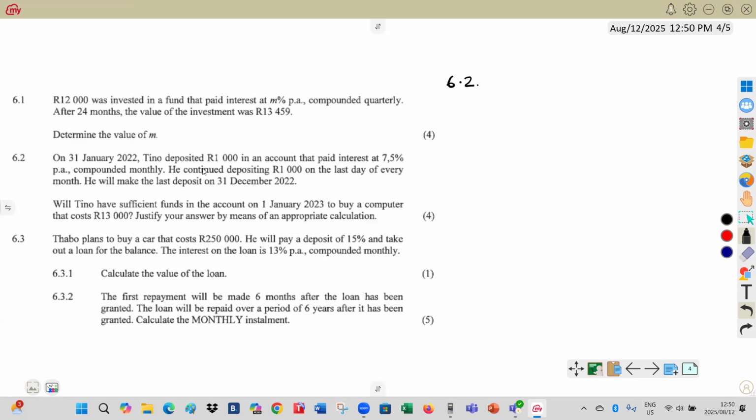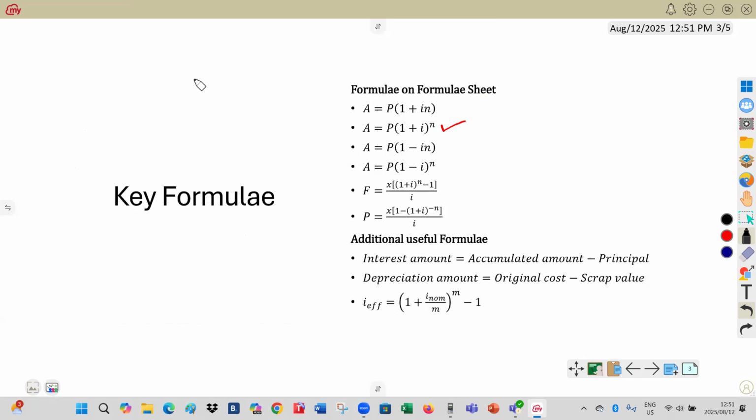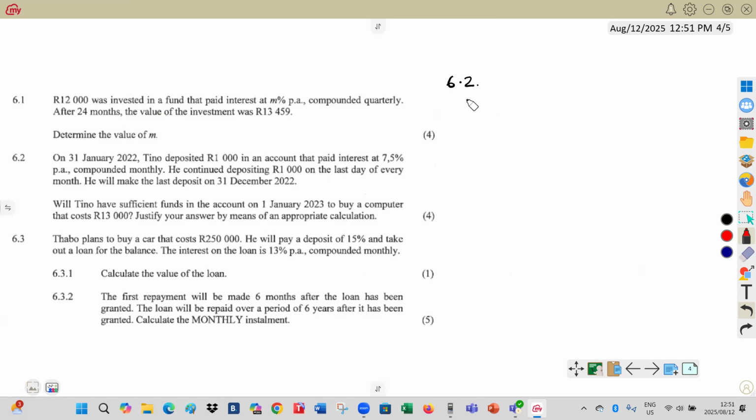So if we check here, it means Tino will be putting 1,000 periodically, meaning to say it's an annuity here. So you are going to use the formula for the future value of an annuity because he is depositing now, but you want to check, will the person have 13,000? You have to copy the formula for the future value of an annuity. Once you have it, you have to identify the variables.